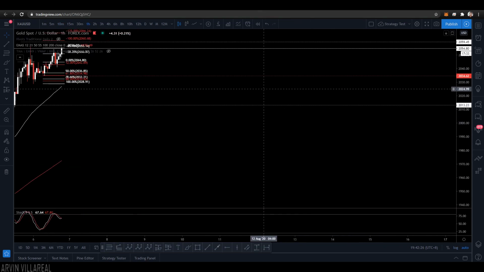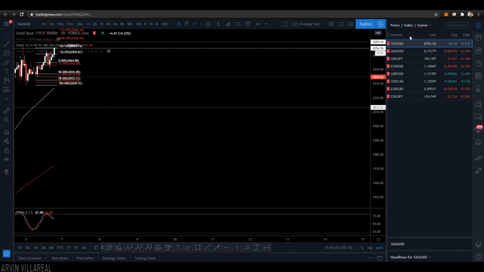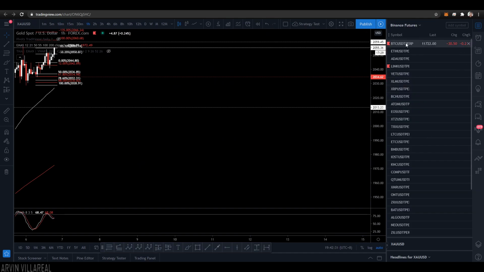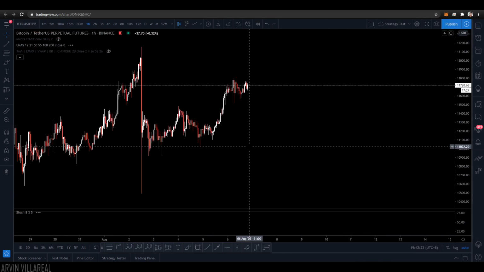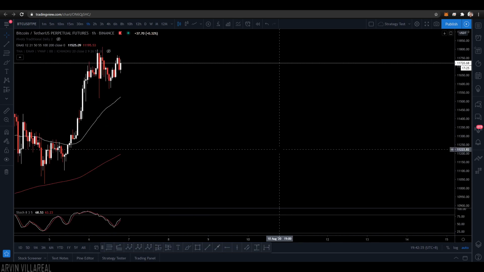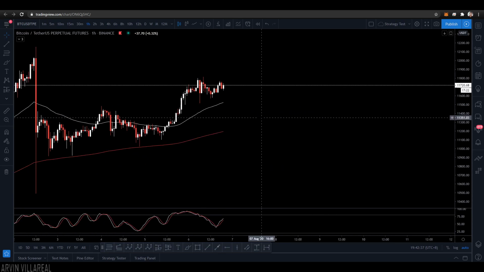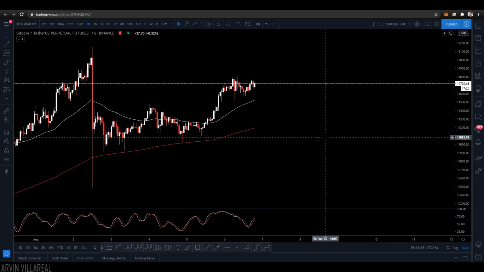Teka, punta tayo ng iba kong chart dito. Blanco pa ba siya? Yung mga possible na pwede mangyari, no? So, andito ako ngayon sa 1 hour chart. So, obviously, uptrend tayo, di ba?